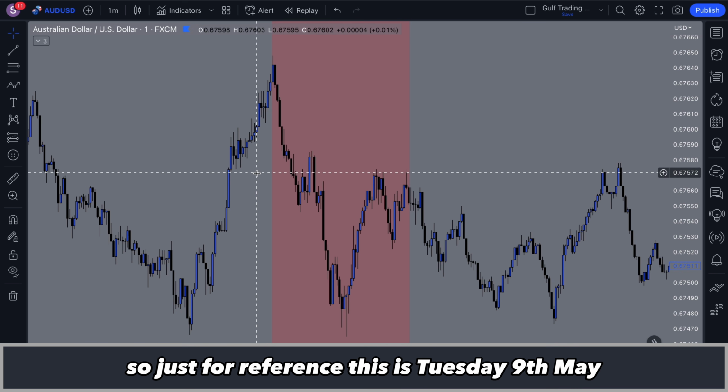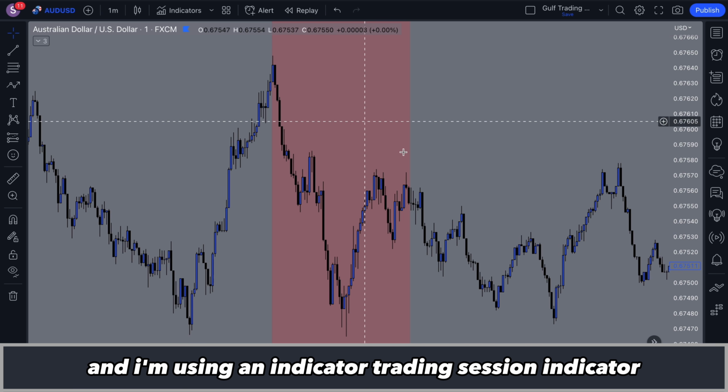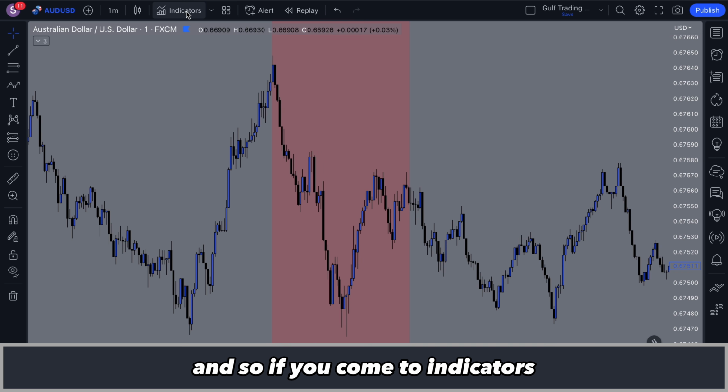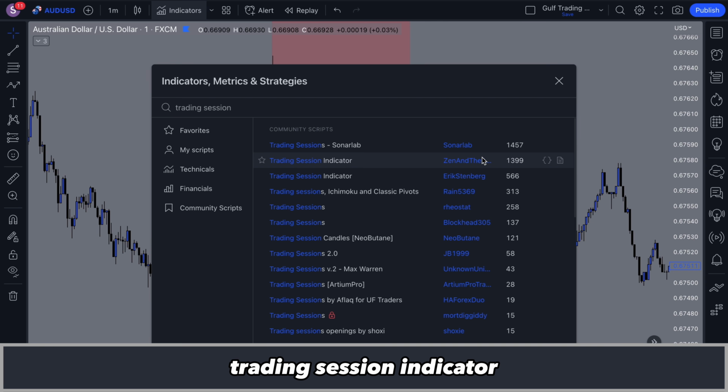So just for reference, this is Tuesday the 9th of May on the 1 minute, if you want to have a look at this on your own. And I'm using a trading session indicator, just to highlight the zone that I want to be trading in. And so if you come up to indicators, and if you search trading session, it's the second one here, trading session indicator, this one here.